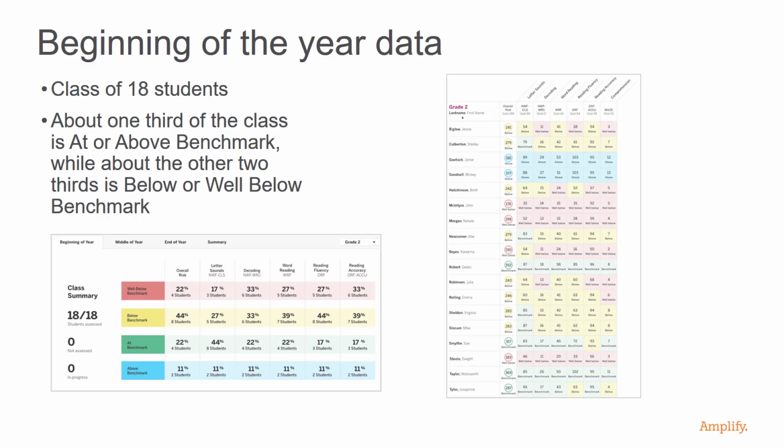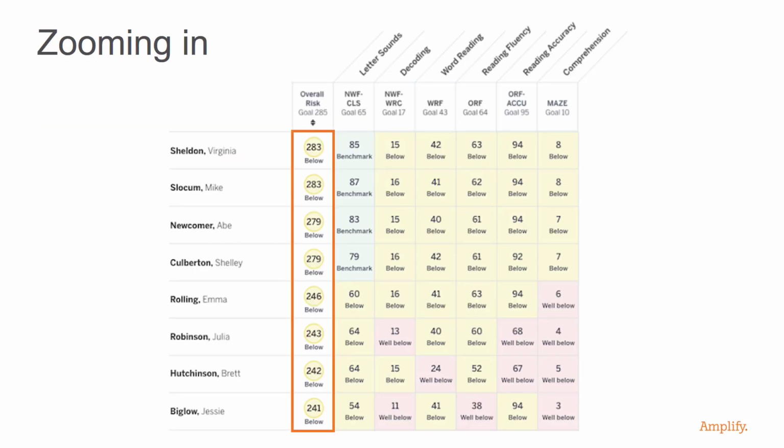Notice that about 1/3 of the class is at or above benchmark, while about the other 2/3 are well below or below benchmark. Ms. Jacobs can zoom in further and look at her students who are below benchmark. She sees their composite scores range from 241 to 283. She also notices that there are two distinct groups within this subgroup, one that needs support with letter sounds and one that needs support with decoding.